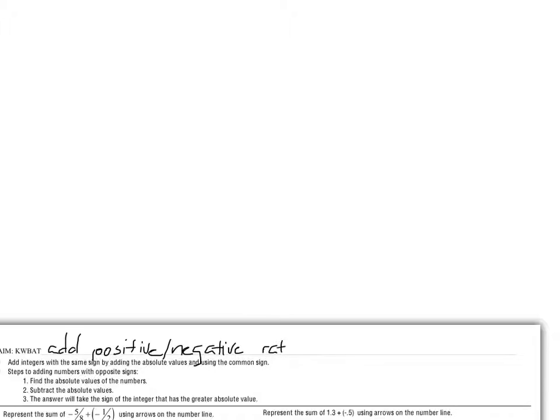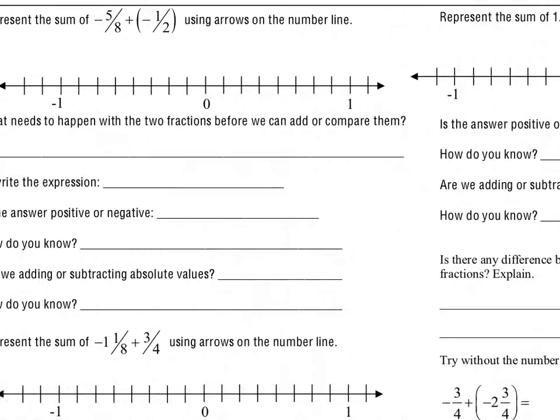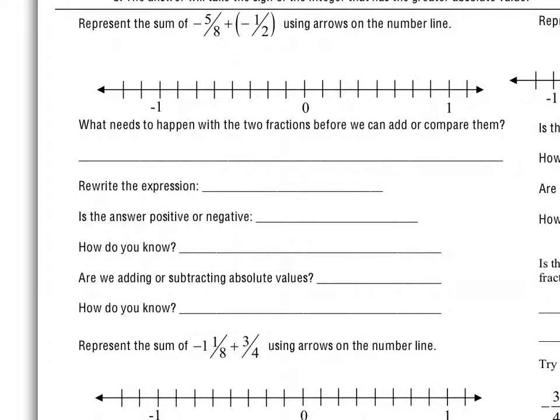rational numbers. So when we're talking about rational numbers, we're talking about anything that can be shown as a fraction or whole number, positive or negative, doesn't really matter. Rational numbers, decimals, fractions, integers, all of these things are considered rational numbers. All right, so our first example here asks us to represent the sum of negative 5/8 plus negative 1/2 using the arrows on the number line.